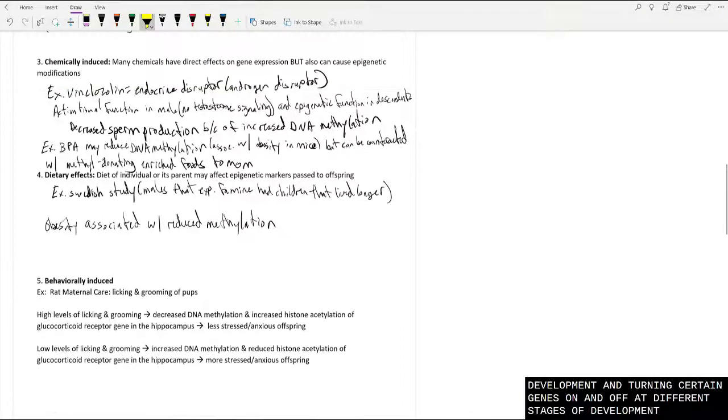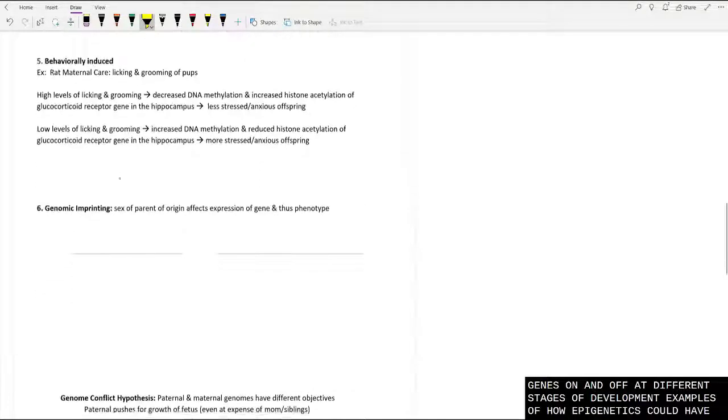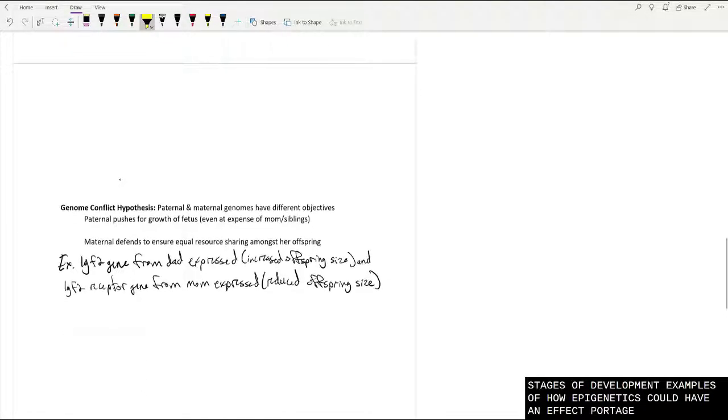Epigenetics are very important in development and turning certain genes on and off at different stages of development. So we talked about just some examples of how epigenetics could have an effect. An important one here is genomic imprinting and the genome conflict hypothesis. So we talked about that IGF-2 gene, insulin growth factor 2, and how genome conflict is when there's a difference between the father's sequence and the mother's sequence for genomic imprinting. They challenge each other. So the IGF2 gene from the dad makes the protein IGF2. I always say L. So insulin growth factor 2, IGF2.